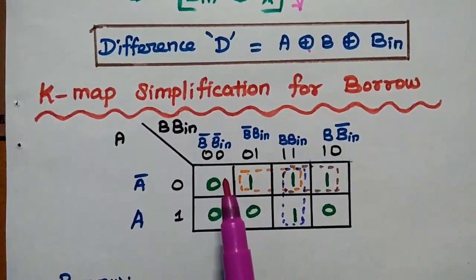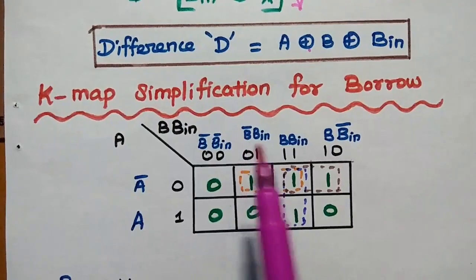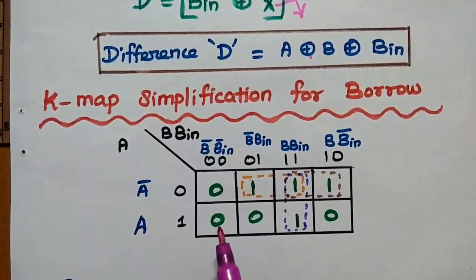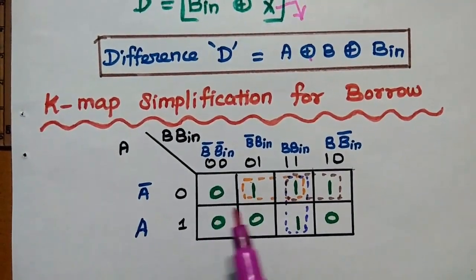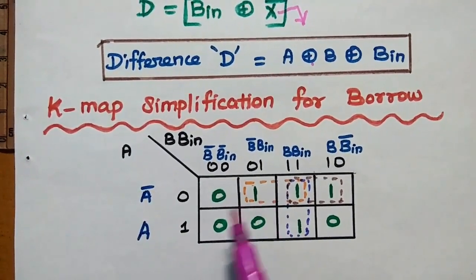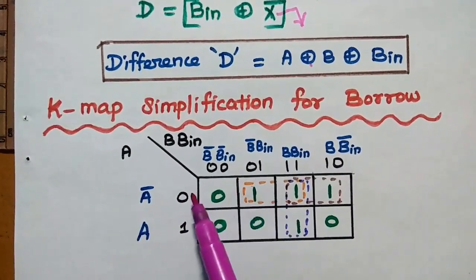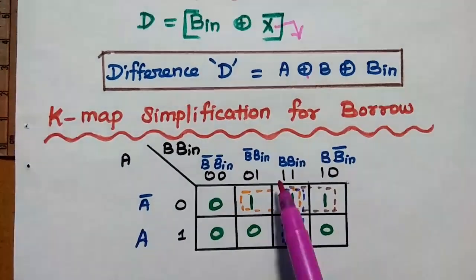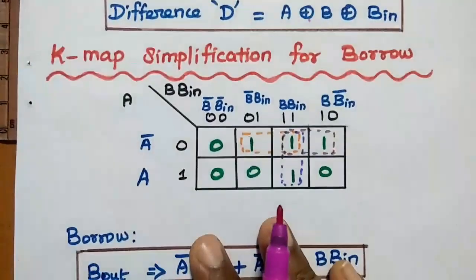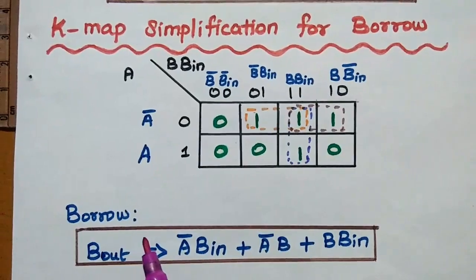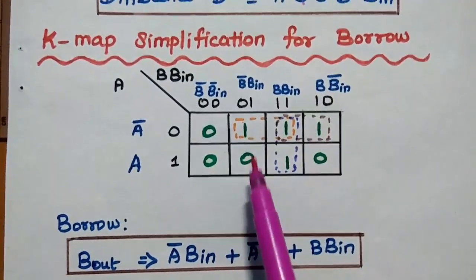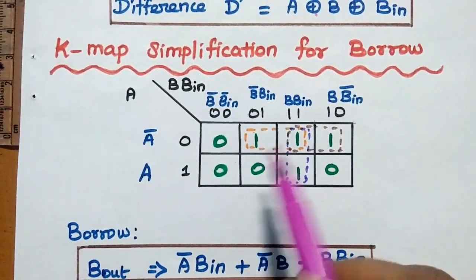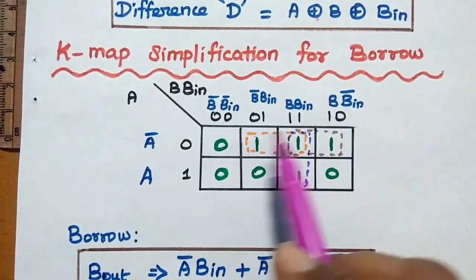Similarly, we can obtain the K-map simplification for borrow. This is the K-map representation of borrow. Here we can obtain borrow for the combinations 0 0 1, 0 1 1, 0 1 0 and 1 1 1. Then we have to obtain the borrow expression like this. Here we have to group the ones. Even number of ones can be grouped together.